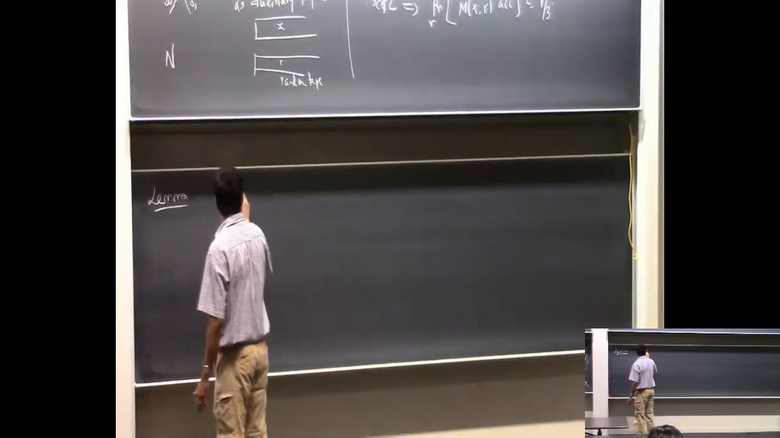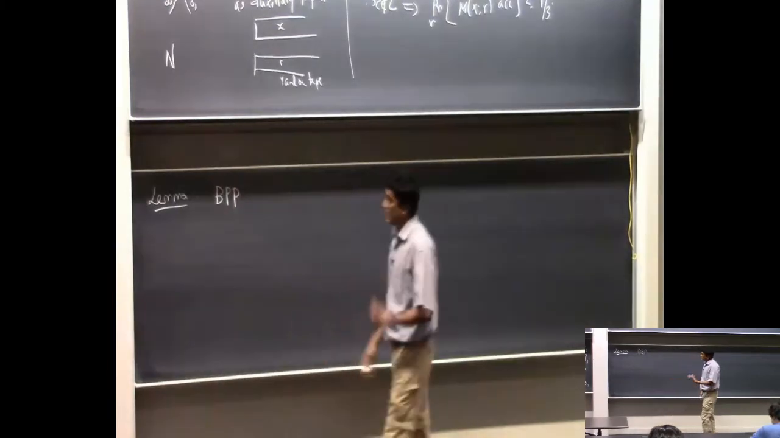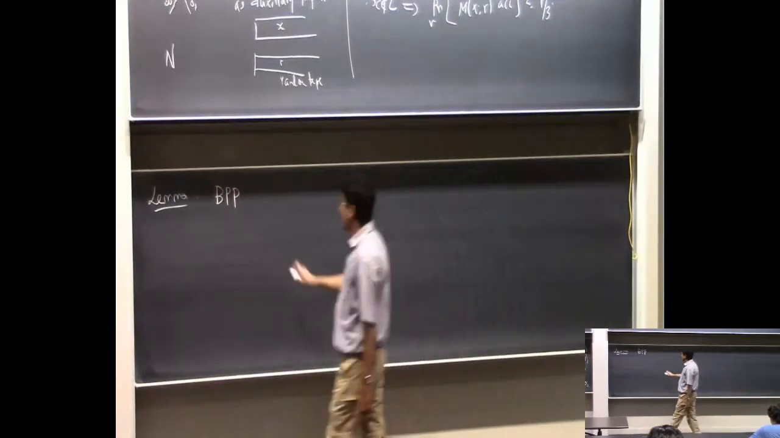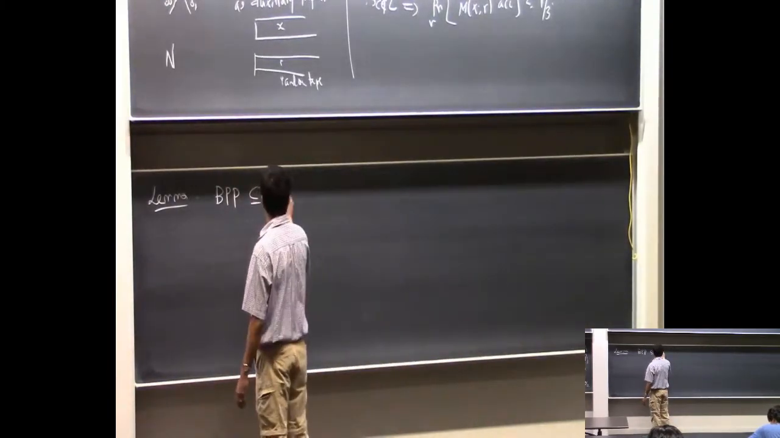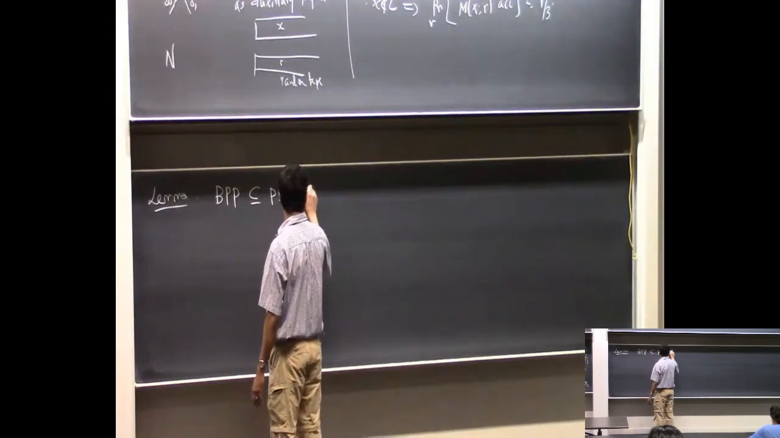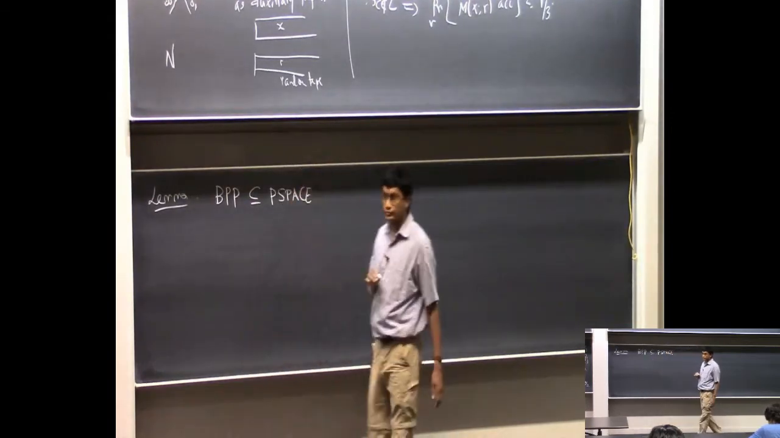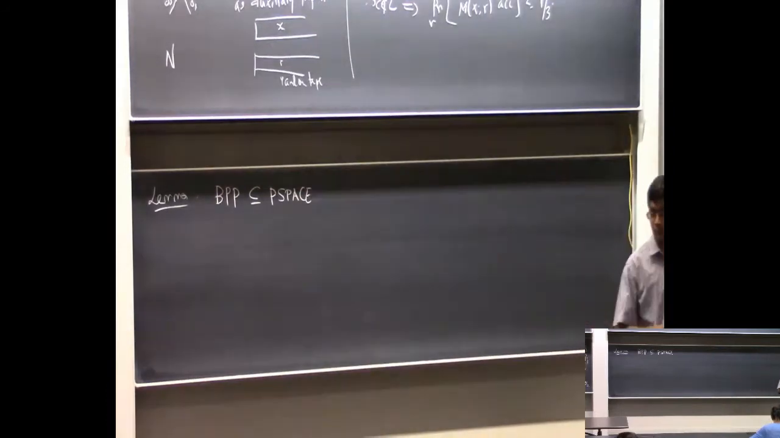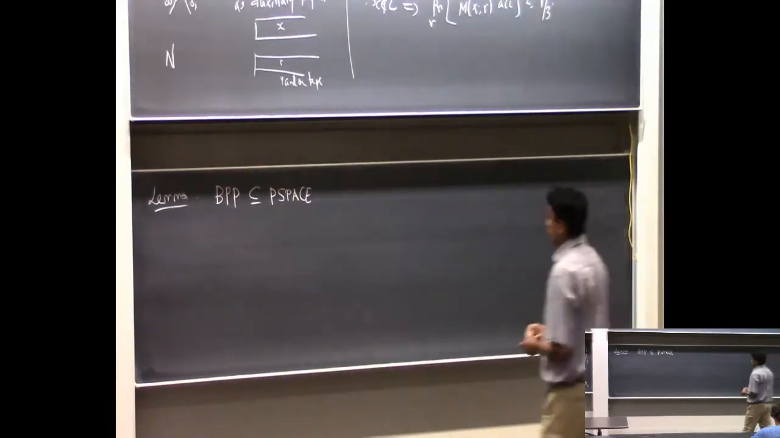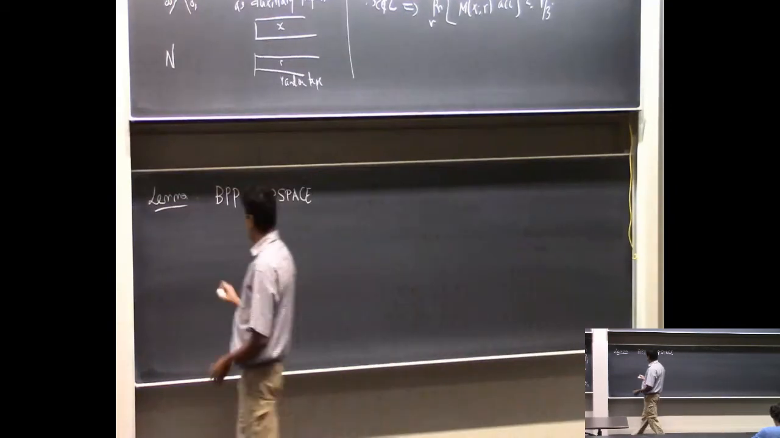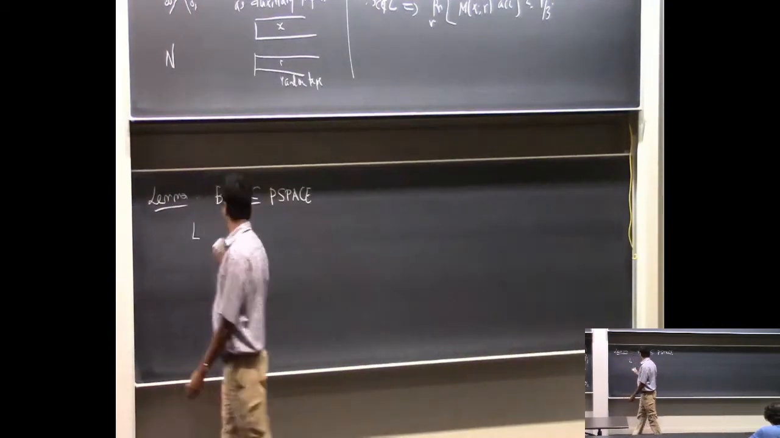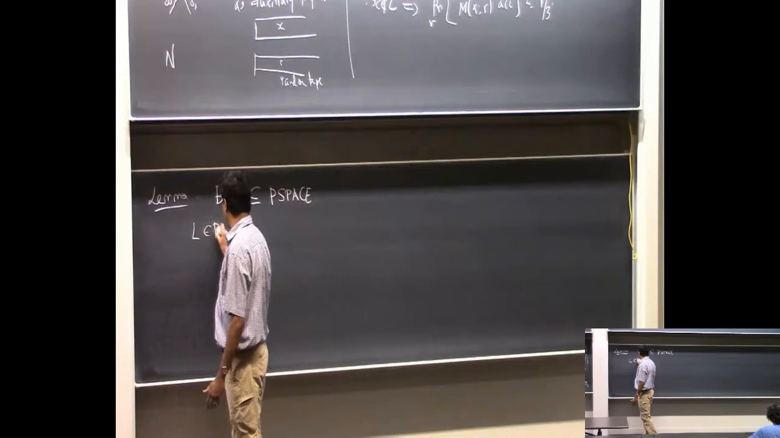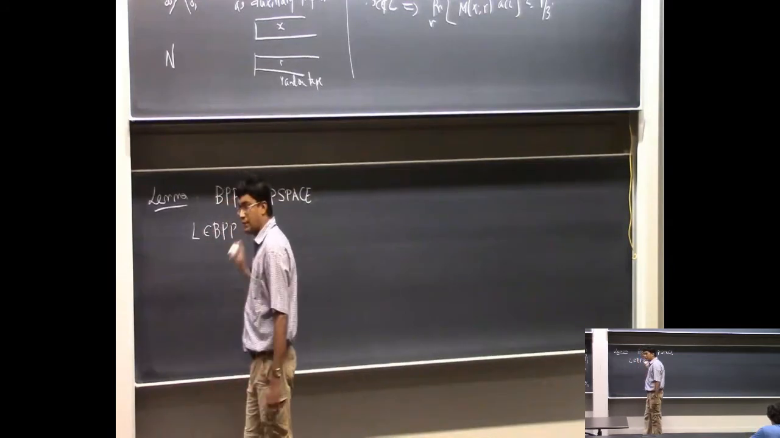If you have a language which has a randomized polynomial time algorithm, then it will also have a polynomial space algorithm. So BPP sits inside PSPACE. And again, how are we supposed to prove this? We are given an inclusion, so we are supposed to take an arbitrary language in BPP and place it in PSPACE.